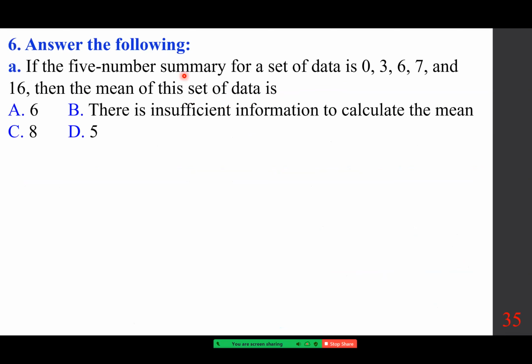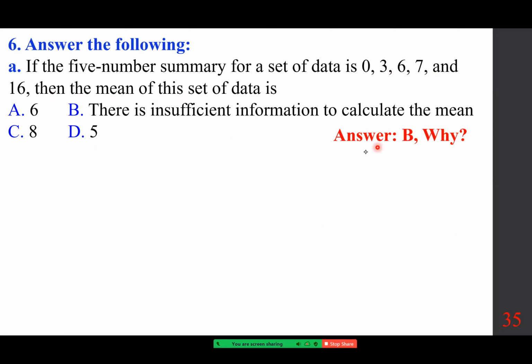If the 5-number summary for a set of data is given as 0, 3, 6, 7, and 16, then the mean of this set of data is... The answer is B. There is insufficient information to calculate the mean.